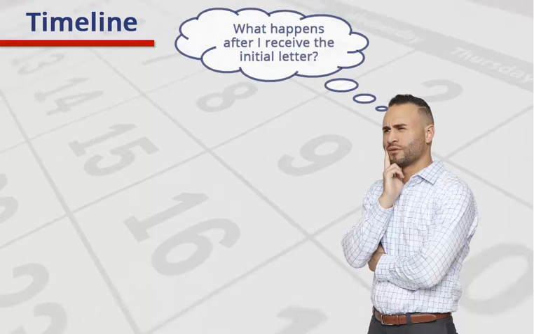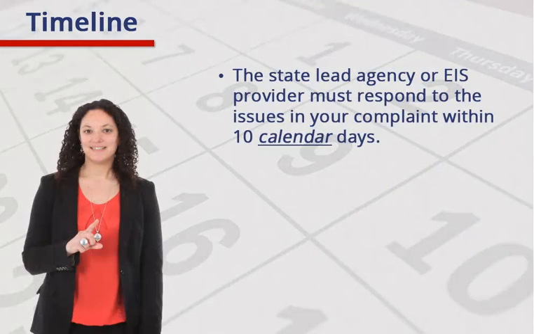You may wonder what happens after you file a due process complaint. The state lead agency, or EIS provider, will then have 10 calendar days to respond to your due process complaint. If the state lead agency or EIS provider filed the complaint, you will have 10 calendar days to respond to the issues listed in their complaint.